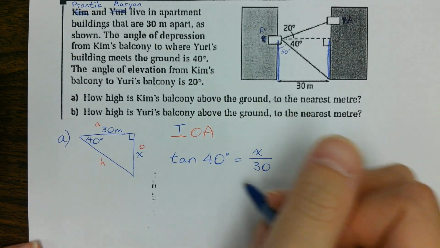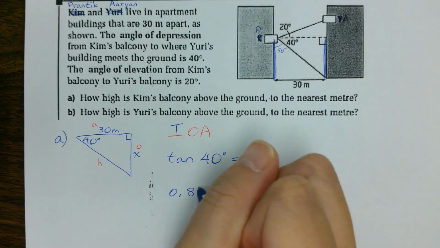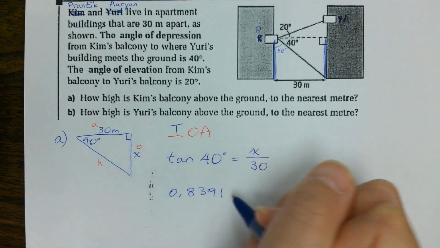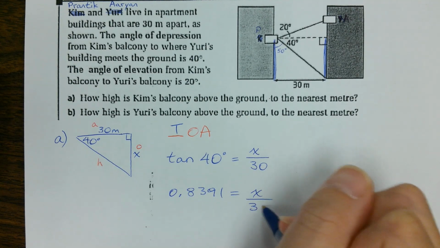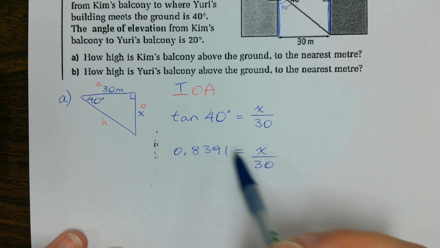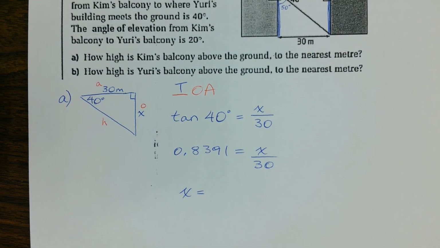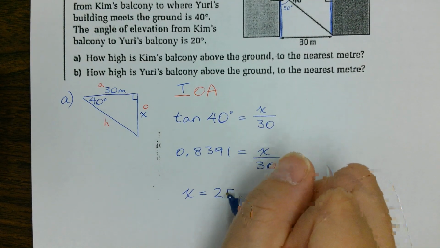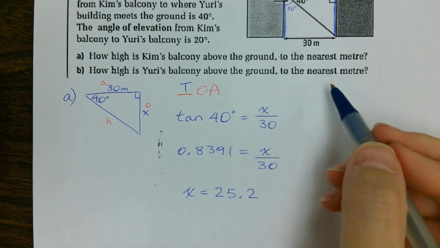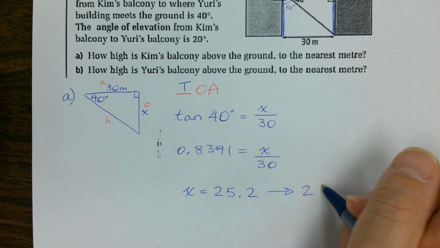So then tangent 40 degrees is 0.8391. Since my variable is on the top, I'm simply multiplying these two. So x equals that times 30, 25.2. Oh, it says to the nearest meter. So when you round it, 25 meters.